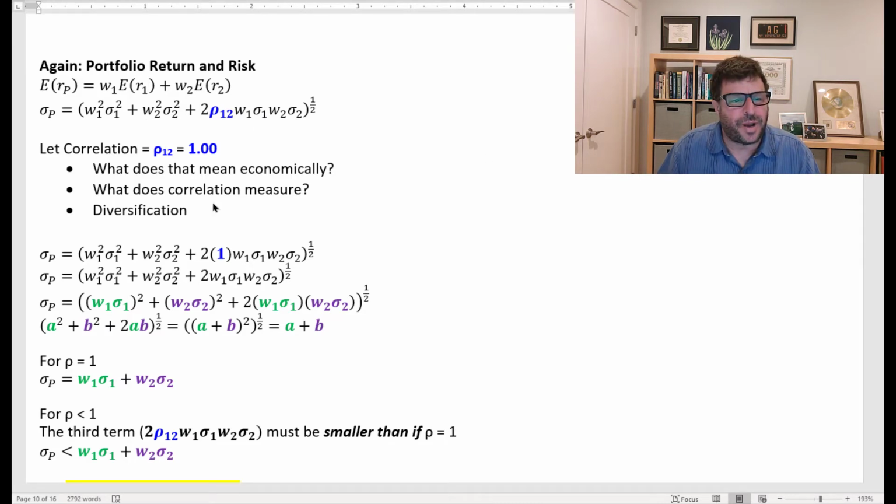And we want to start by examining the situation in which the correlation is equal to 1. And what we're saying is that the returns of the 2 assets, Asset 1 and Asset 2, are perfectly positively correlated. So what does that mean? It means that when the return of Asset 1 is far above its mean, then the return of Asset 2 is also far above its mean. And when the return of Asset 1 is far below its mean, at the same time, the return of Asset 2 is far below its mean.